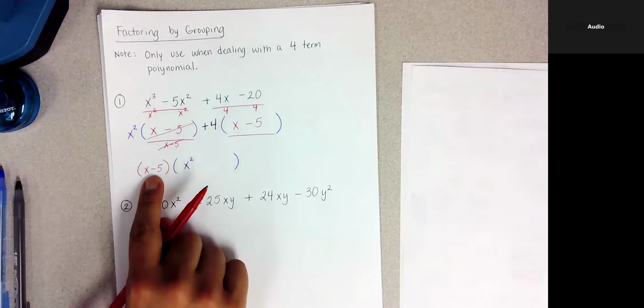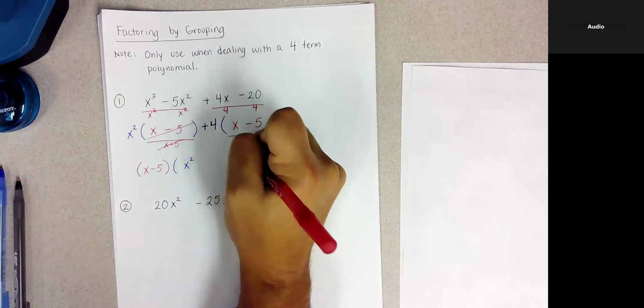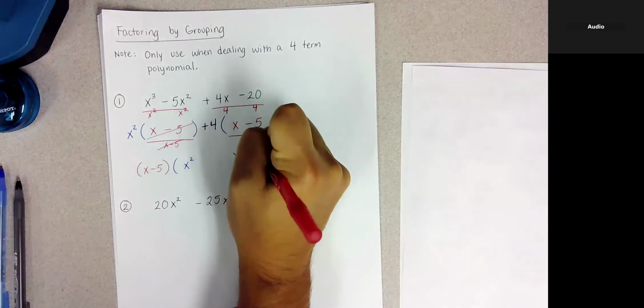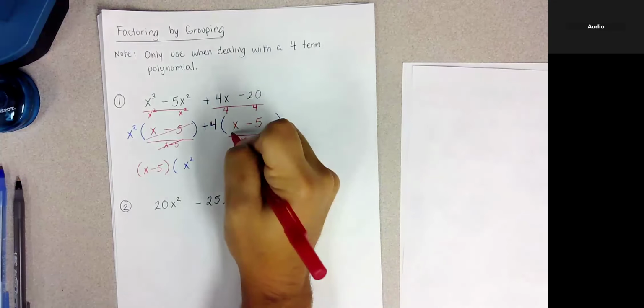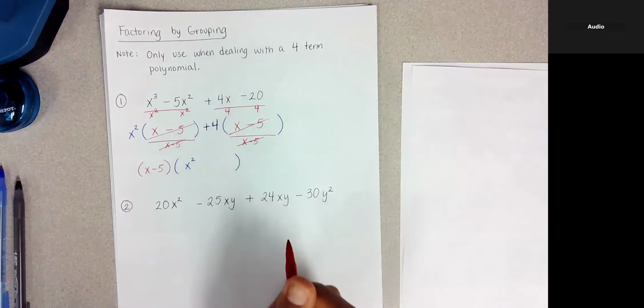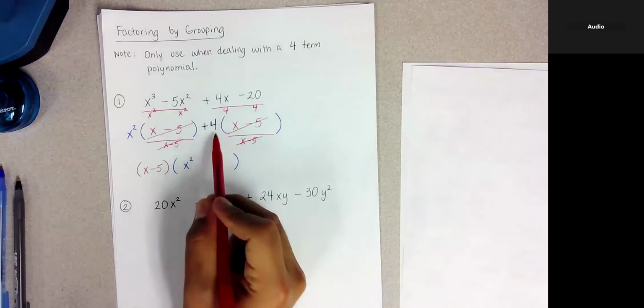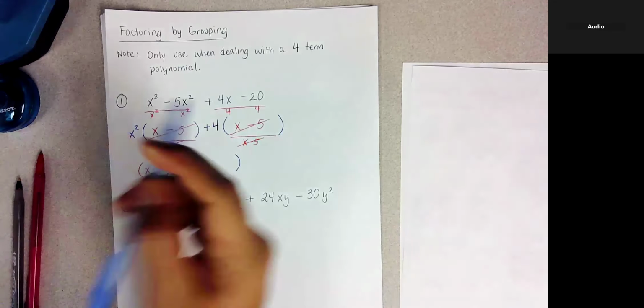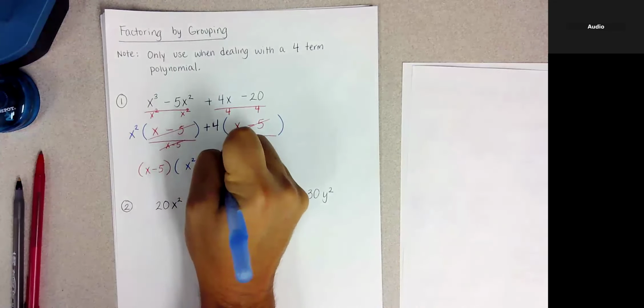So now I'm going to take that GCF and divide it out of this set of terms, x minus 5, divided by itself. Hey, guess what? That cancels out yet again. What's left over is plus 4. So that's what goes into the parentheses over here.